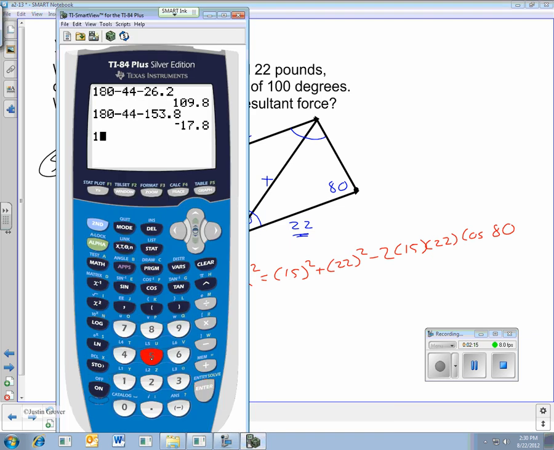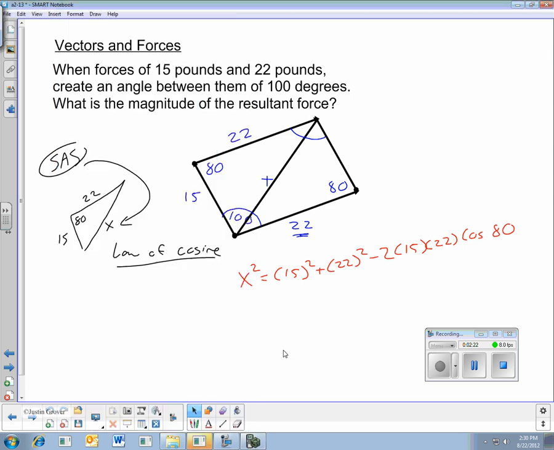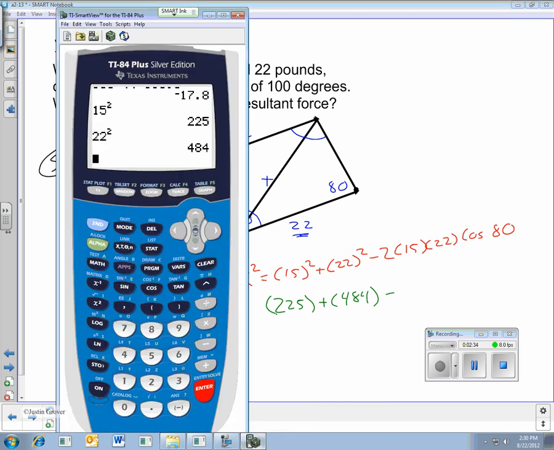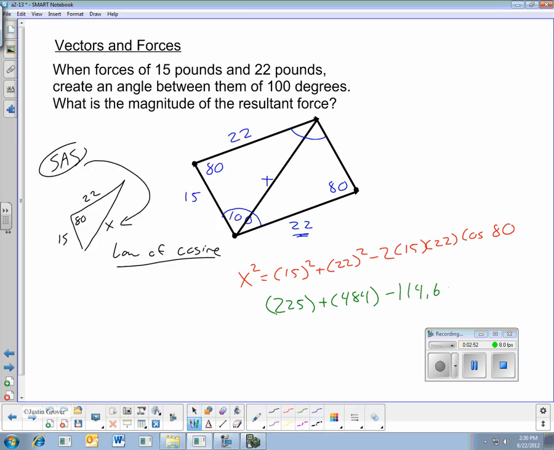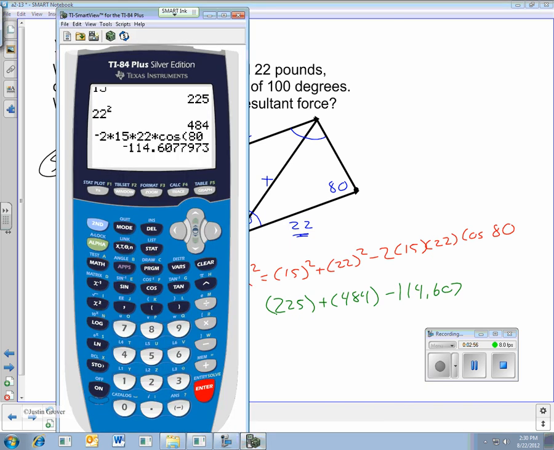And so let's see, 15 squared and 22 squared. We got 225 and 484. So that's 225 plus 484. And here we have negative 2 times 15 times 22 times cosine 80, which is negative 114.607. But I'm going to use the exact answer in my calculator from there and just add 484 and 225 to give me a total answer of 594.392.